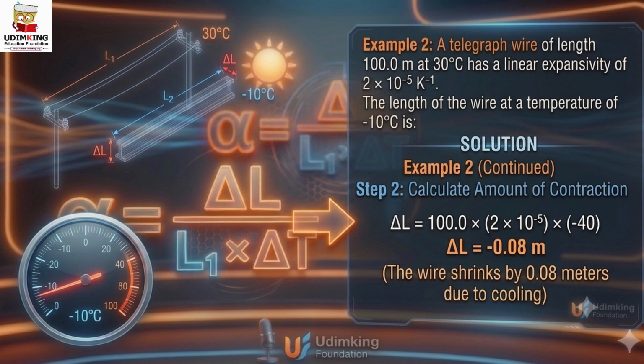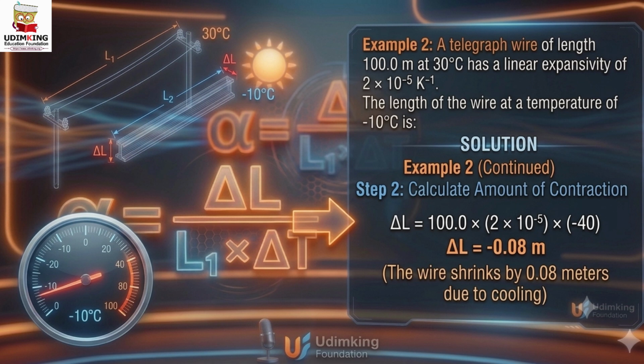Mathematically, 40 times 100 is 4,000. And 4,000 multiplied by 2 times 10 raised to the power of -5 gives us exactly 0.08 meters. Because the temperature dropped, this 0.08 meters represents a decrease in length.